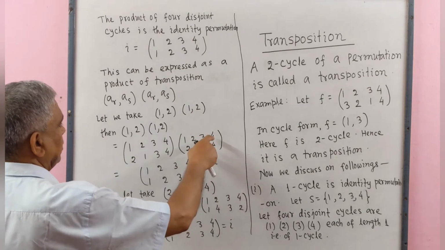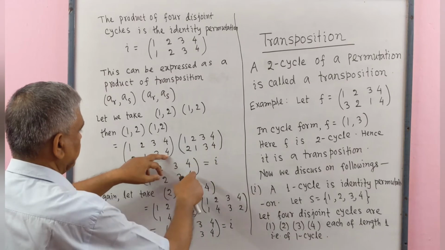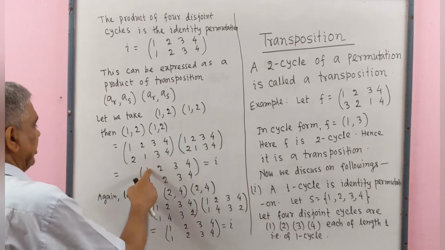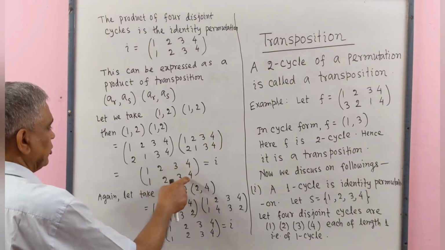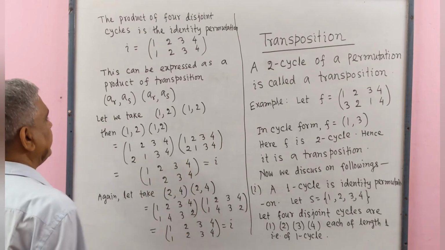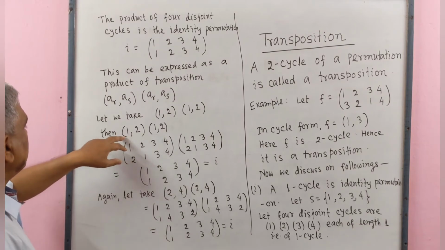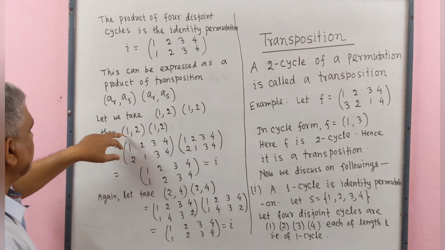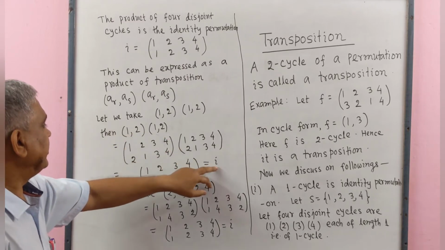Now 4. Image of 4 is 4 and here also image of 4 is 4. We write 4. So image of 1 is 1, image of 2 is 2, image of 3 is 3, image of 4 is 4. This is the identity permutation. So the product of two transpositions of this kind gives the identity permutation.